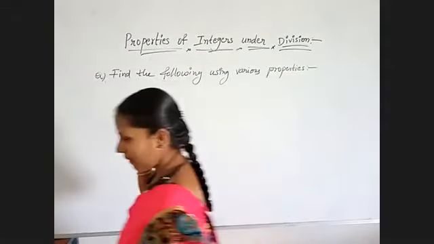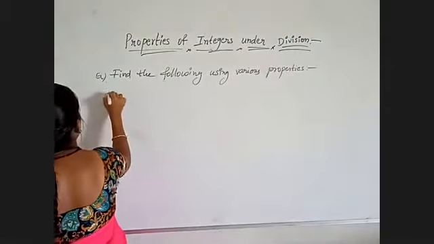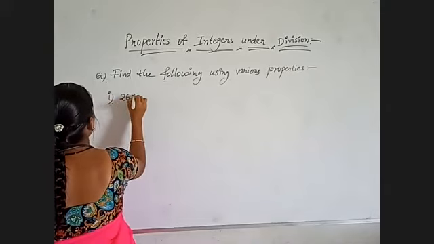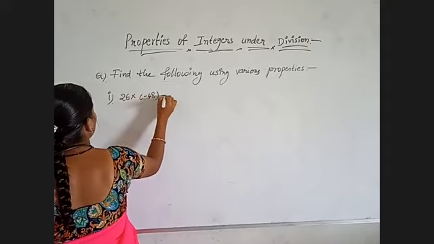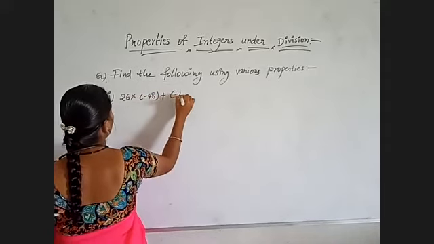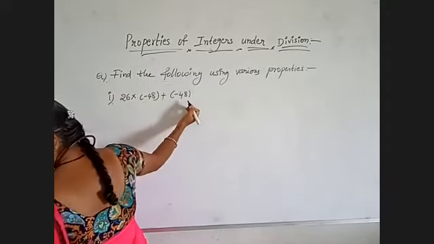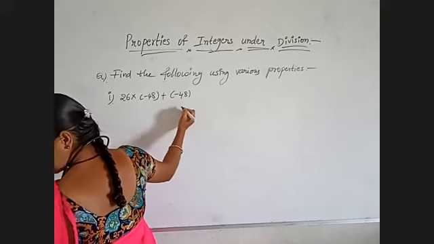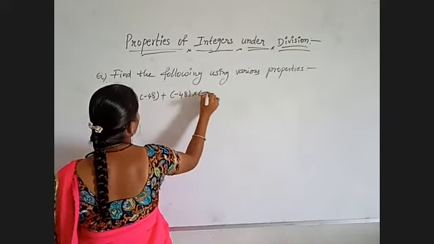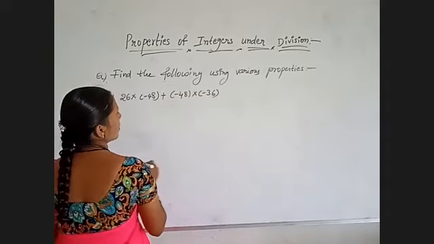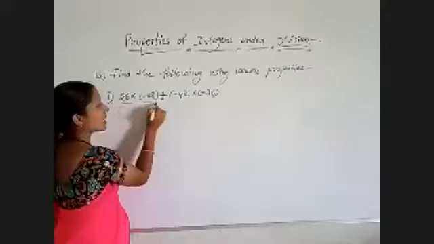First one: 26 into minus 48 plus minus 48 into minus 36. This is my first question. So I have two numbers multiplied together; this is completely one term.